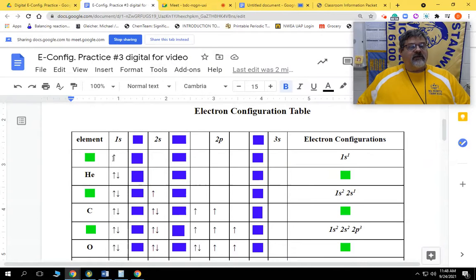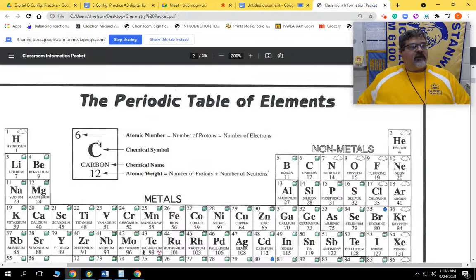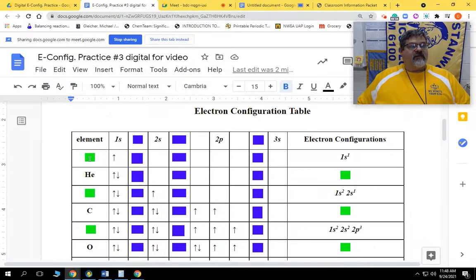Okay, so we look at this one right here. We have 1s. There's one arrow. So that means this is 1s1. We go to the periodic table. 1s1 is hydrogen. So go back. All we have to do is put in the H right there.